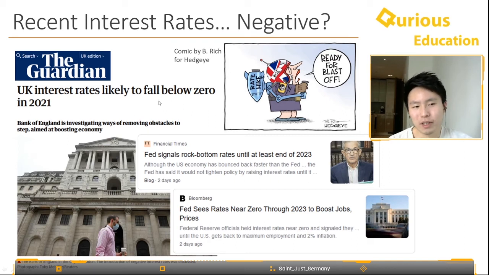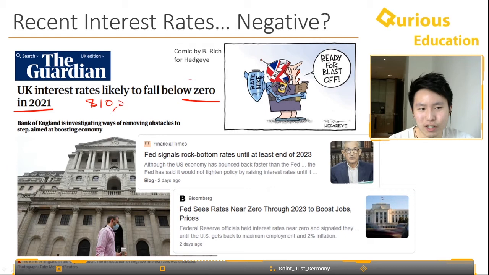Okay, so recently, I'm sure you guys have heard there's been a ridiculous decrease in interest rates. You can see from The Guardian that the UK might actually implement a negative interest rate. A negative interest rate is basically, instead of the bank paying you money because you're saving with the bank, the bank would actually charge you money when you're saving. So that's kind of counterintuitive, right?